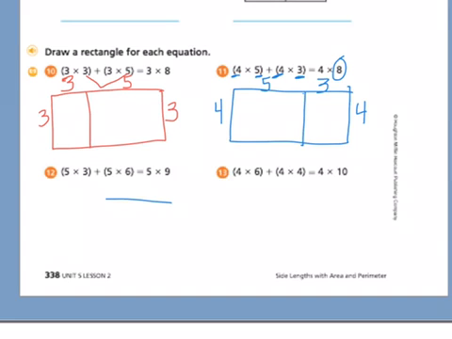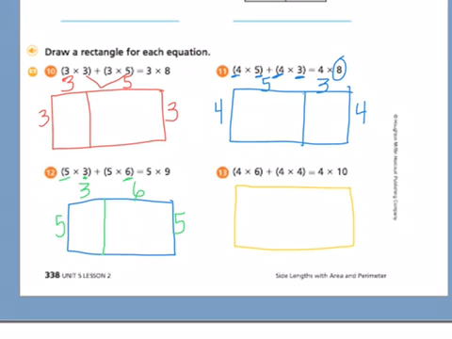Number 12. We will have, here's the 5, so the 5 goes here, and the 5 goes here, and then we have a 3 and a 6. So I think this equals about 3 right here, and this equals about 6 right here. And I would like you to go ahead and do number 13 on your own, and then you can check it.